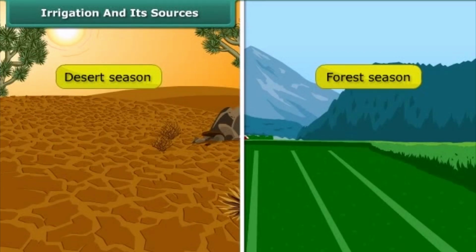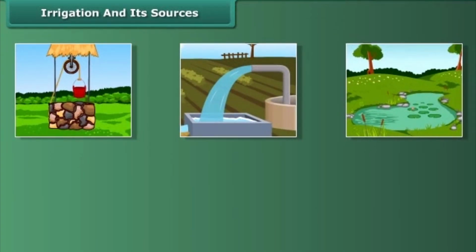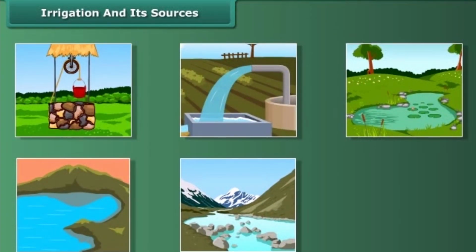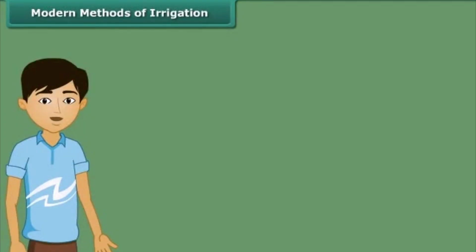Now the question arises, what are the sources of irrigation? Wells, tube wells, ponds, lakes, rivers, dams, and canals are some of the main sources of water irrigation. Let us now know modern methods of irrigation.